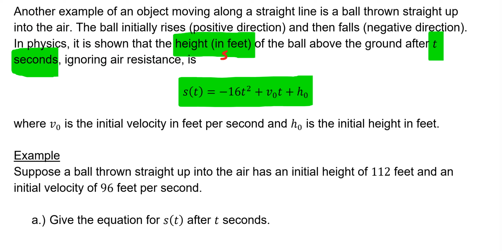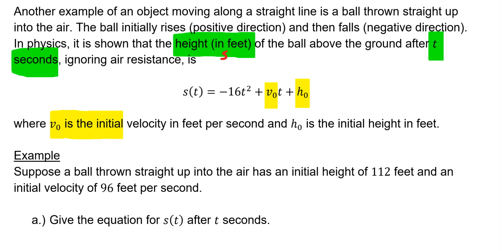So you would plug in your value for t, and also notice you have two other variables in here. You have this v naught and h naught. This represents the initial velocity and the initial height from where you threw it from. So of course, this isn't something you have to memorize. We're just going to use it to answer these next questions.